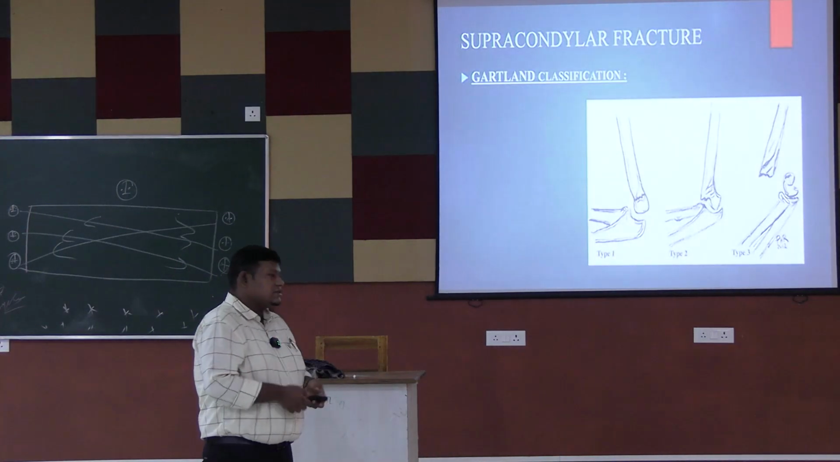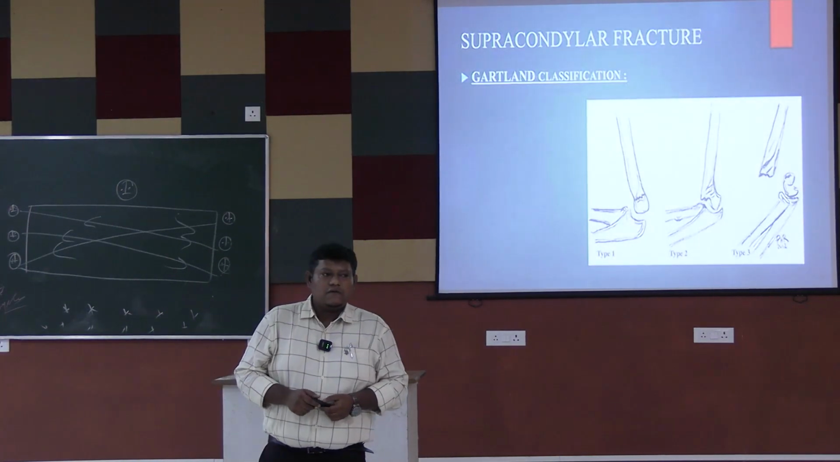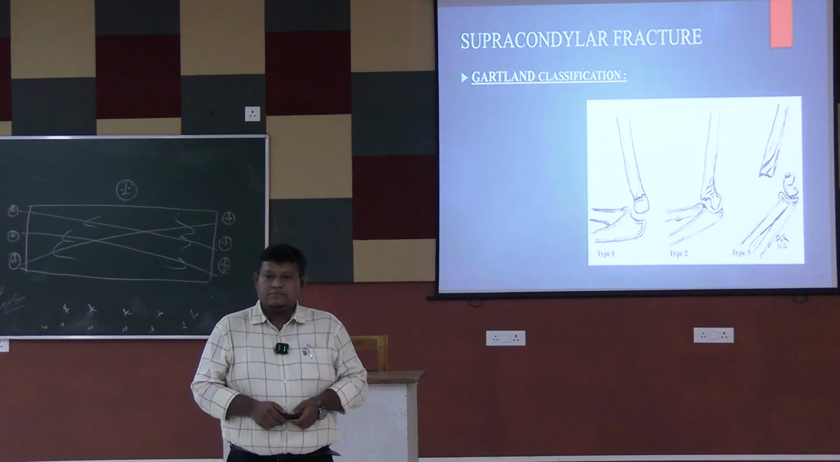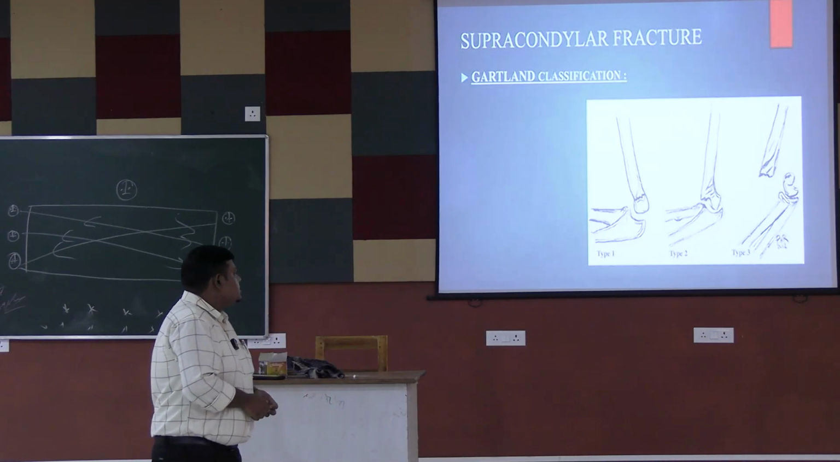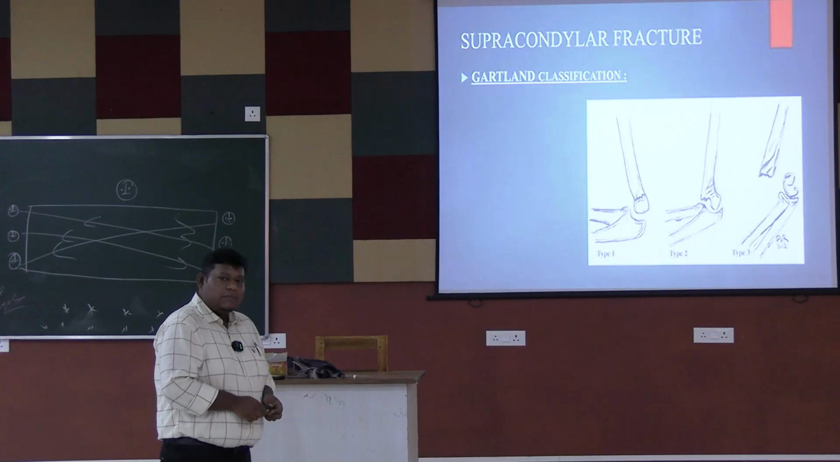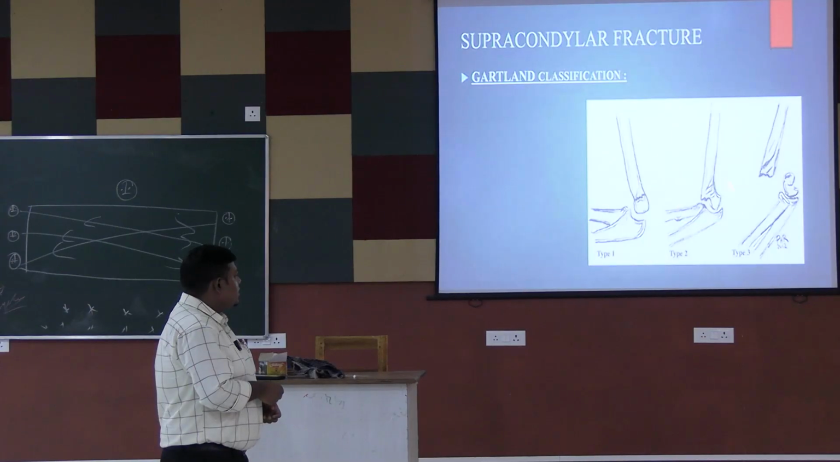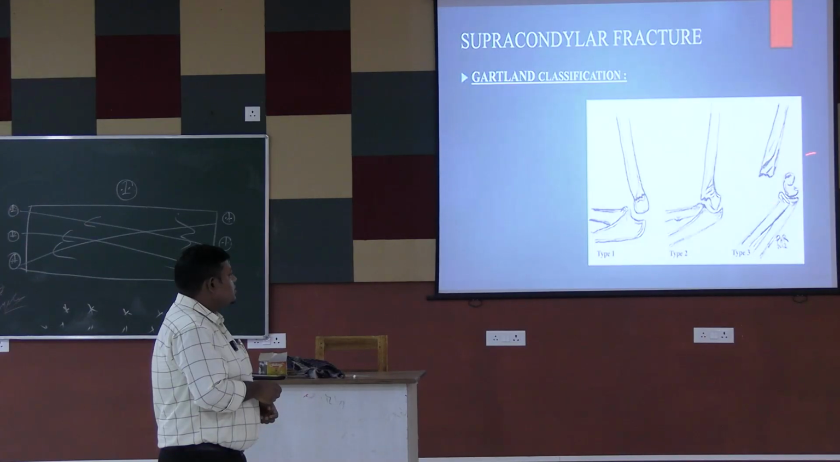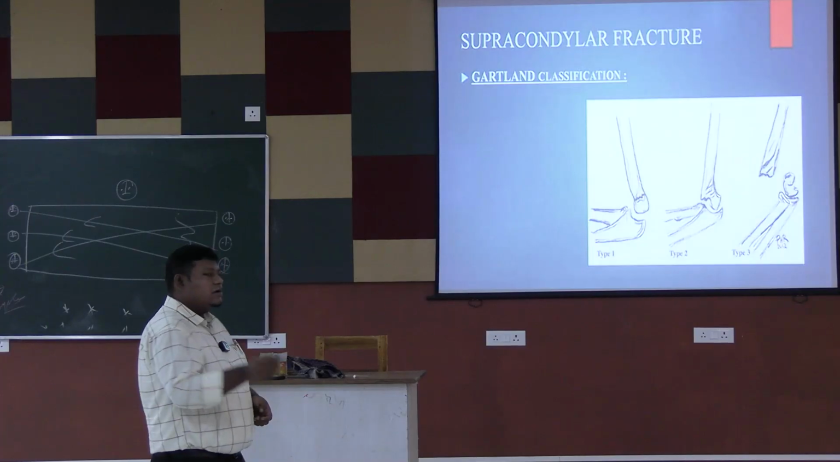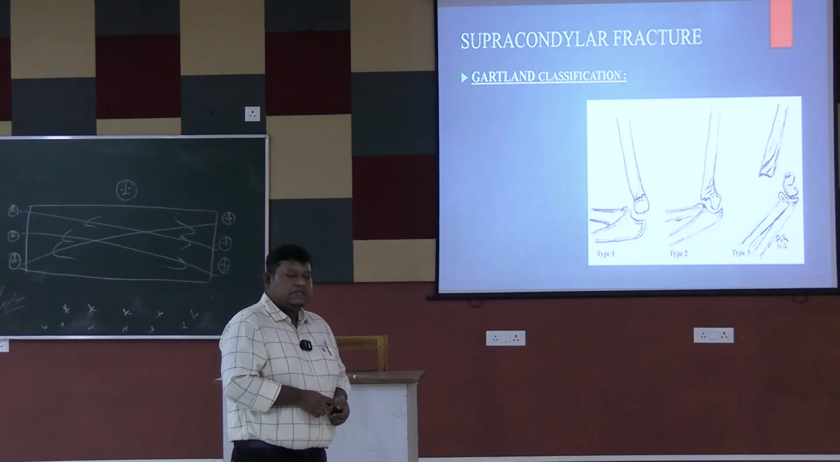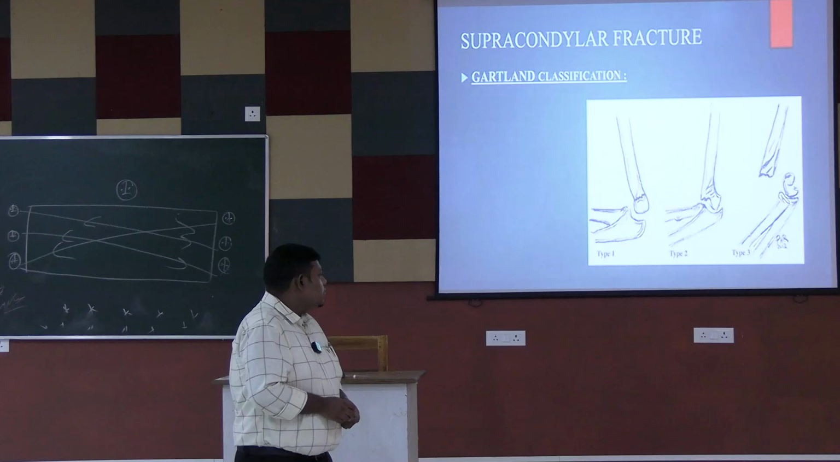Now, coming to the classification. The classification of supracondylar fracture is the Gartland classification. Type 1 is an undisplaced or minimally displaced supracondylar fracture. Type 2 is a displaced supracondylar fracture. And type 3 is also a displaced supracondylar fracture. But the main difference between type 2 and type 3 is that type 2 is a stable fracture and type 3 is an unstable fracture. Now, in order to understand the concept of stability in a fracture, you need to know the physics.